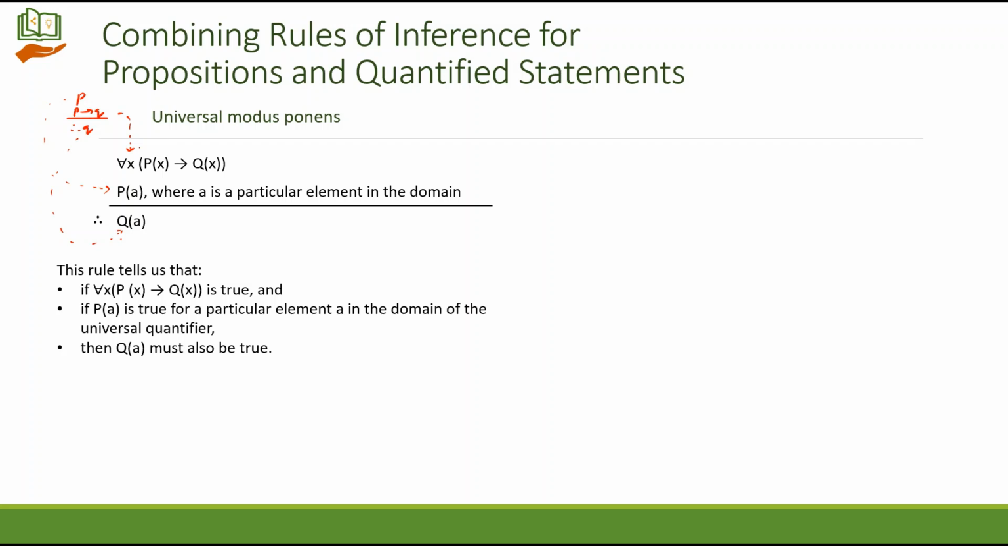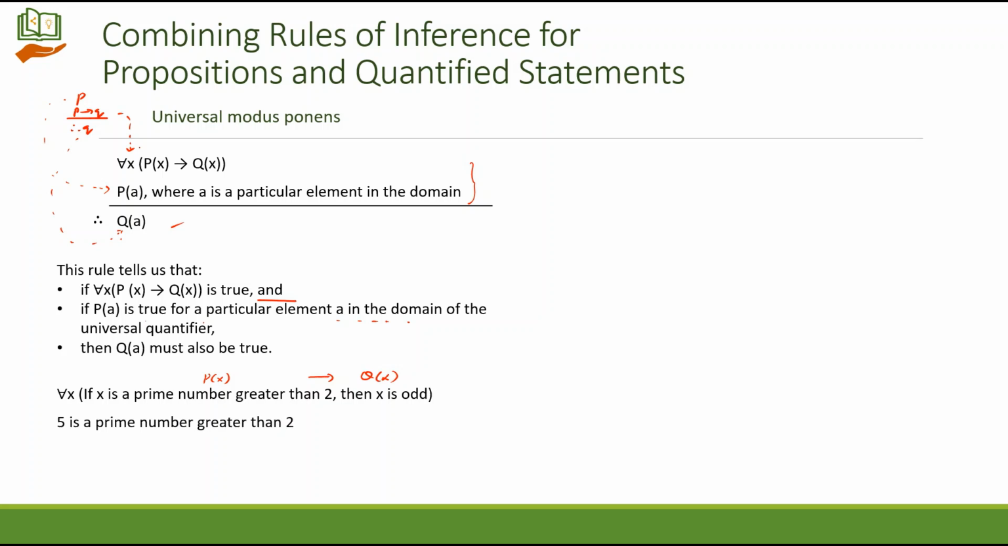This rule tells us that if for all x, P of x implies Q of x is true, and if P of A is true for a particular element A in the domain of the universal quantifier, then Q of A must also be true. So let's take an example. For all x, if x is a prime number greater than 2, this is actually P of x, implies then x is odd, this is Q of x. Let's take 5 is a prime number greater than 2. So this is P of A. Then we can say 5 is odd, which is Q of A.